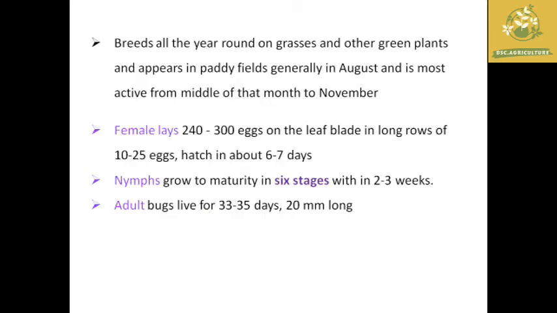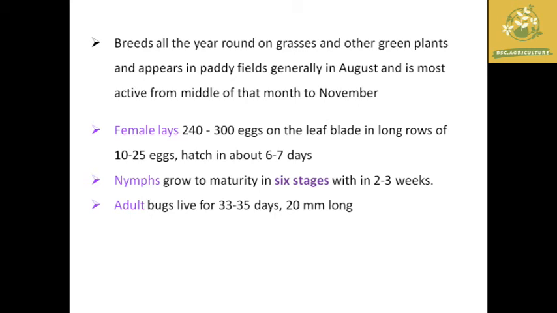And while seeing about the characteristics, they also breed all around the year on the grasses and other green plants. They mainly affect the paddy field in the month of August, and are also active in the field in the middle of the month of November.